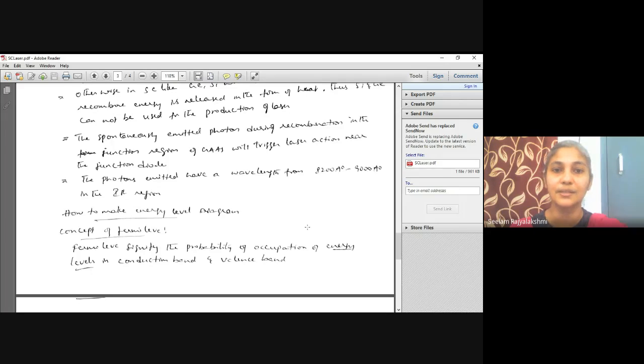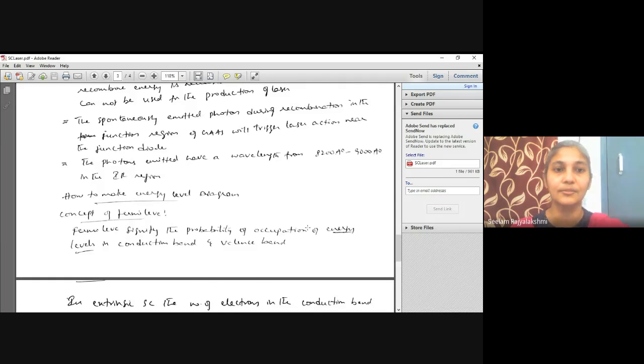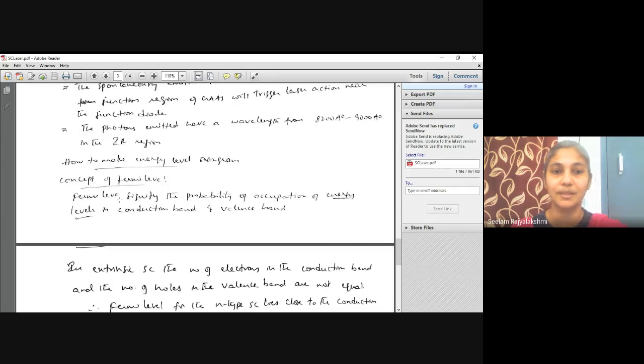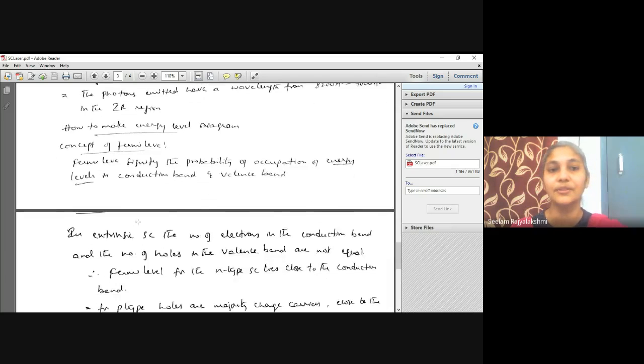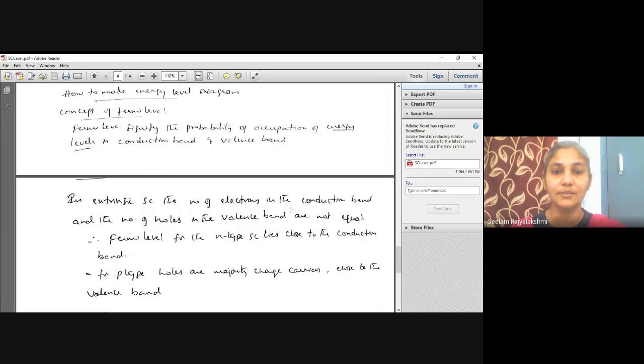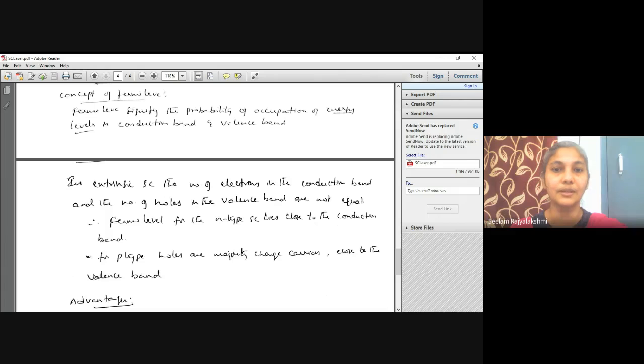So how do we make the energy level diagram? Let us see it here. What is the concept of the Fermi level? The Fermi level signifies the probability of occupation of energy levels in the conduction and valence bands. If we consider extrinsic semiconductors, the number of electrons in the conduction band is not equal to the number of holes in the valence band. In the conduction band, electrons are the majority charge carriers. In the valence band, holes are the majority charge carriers. So in extrinsic semiconductors, the number of electrons will not be equal to the number of holes.